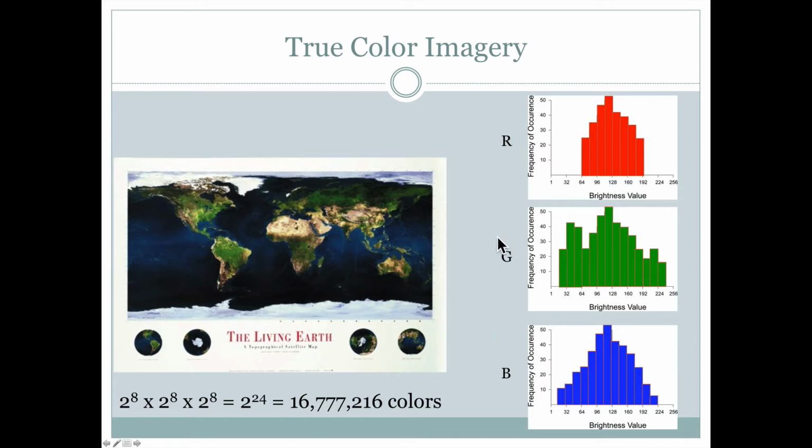By combining red, green, and blue and making each one of these 8-bit or 1 byte of information, we have 2 to the 8th or 256 shades of red we can use, 256 shades of green, 256 shades of blue. That equals 2 to the 24th or 16 million different colors that we can actually display that will approximate what the actual colors are on the surface of the Earth.